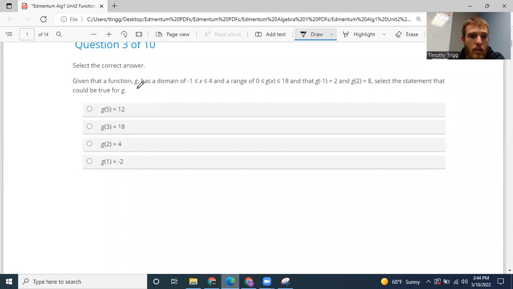Given that a function g has a domain from -1 to 4, so its domain is from -1 to 4. This tells you the smallest number that the input can be and the largest number that the input can be. That's what the domain tells you. This gives you what the input has for possibilities. Now the range are the outputs. So the lowest output is 0 and the greatest output is 18.